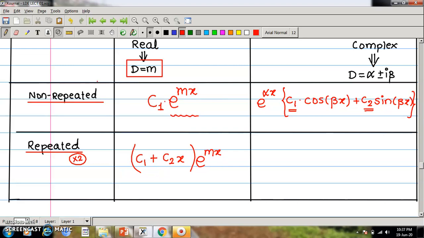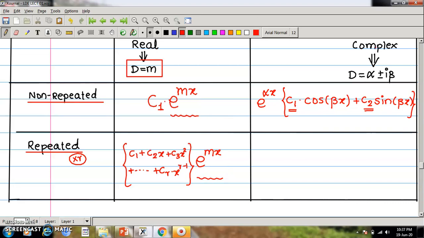Fine. Suppose this root is repeated r times, then we take a linear combination of r arbitrary constants, c1 plus c2x plus c3x square and so on, plus c_r x raised to r minus 1. So we have taken a linear combination of r arbitrary constants in increasing powers of x. And since the root is real, again we get an exponential term.